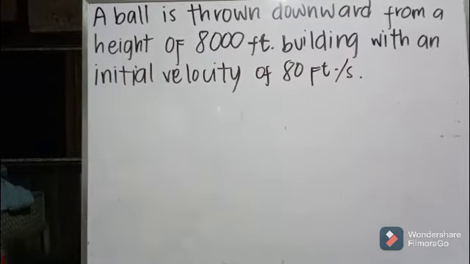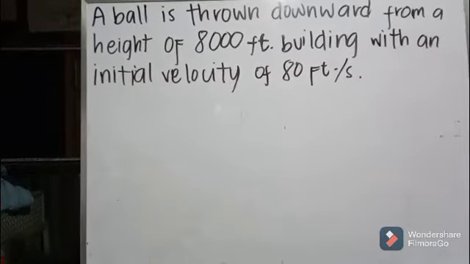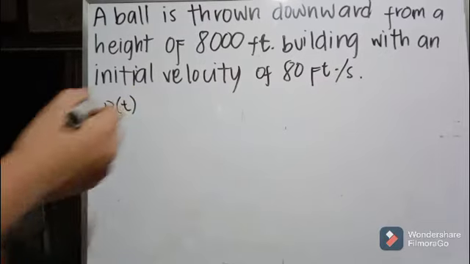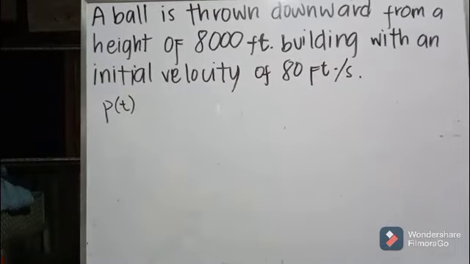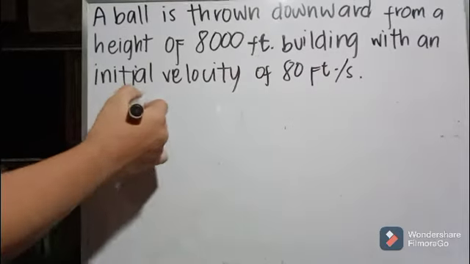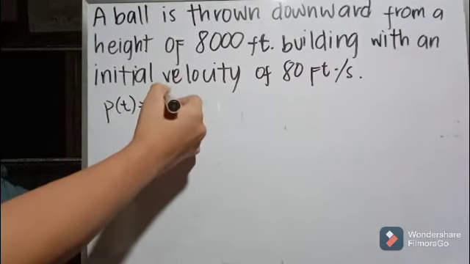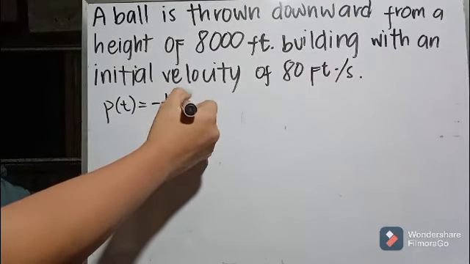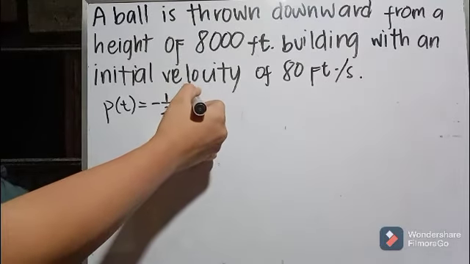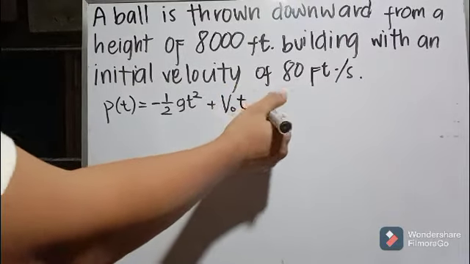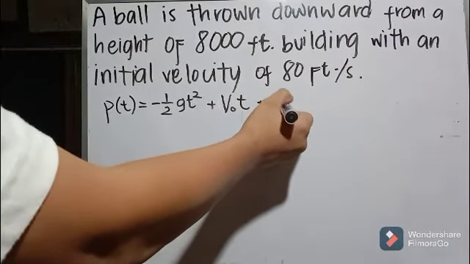So, a ball is thrown downward from a height of 8,000 feet building with an initial velocity of 80 feet per second. First, we have to get the position function, P of T. So, the formula to get the position function is, because the ball is thrown downward, we use the negative 1/2 gravity T squared plus initial velocity T plus initial position.